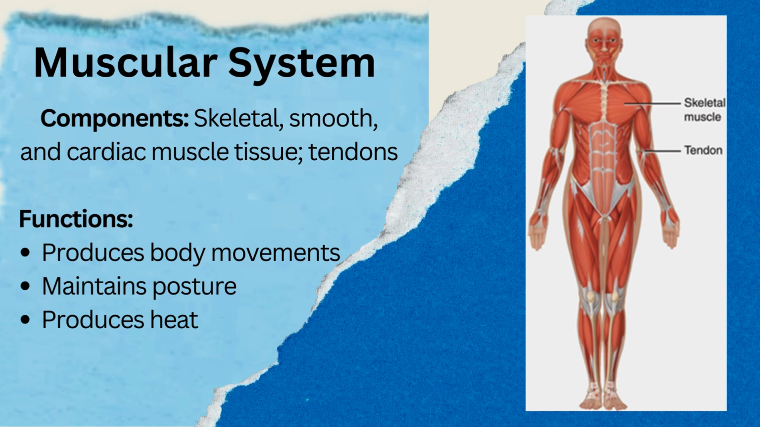The third body system is the muscular system. It's made up of smooth, skeletal, and cardiac muscle tissue, as well as tendons. It functions to produce our body movements and maintain posture. It is also responsible for producing heat.